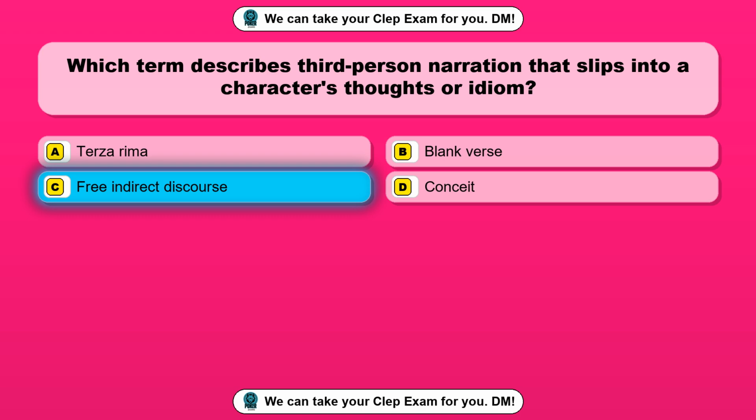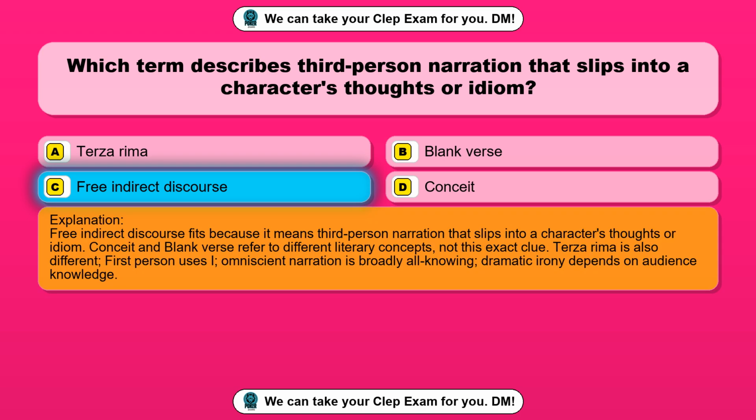Free indirect discourse. Free indirect discourse fits because it means third-person narration that slips into a character's thoughts or idiom. Conceit and blank verse refer to different literary concepts, not this exact clue. Terza rima is also different. First person uses I. Omniscient narration is broadly all-knowing. Dramatic irony depends on audience knowledge.